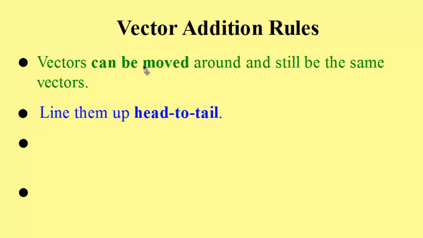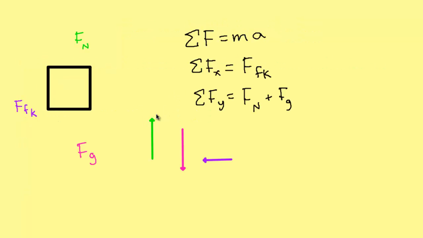Once we have them moved around, we can line them up head to tail. That's how we need to add them together. So this is the head of our arrow, and here's the tail. So if that's the head, let's move this over here. We need to do a head to tail combination right there.